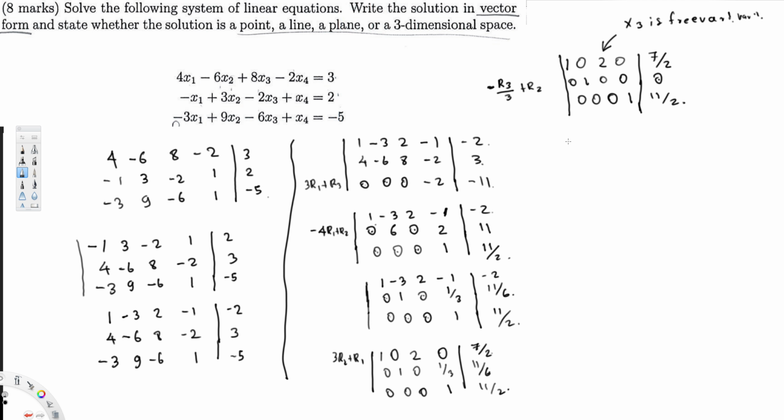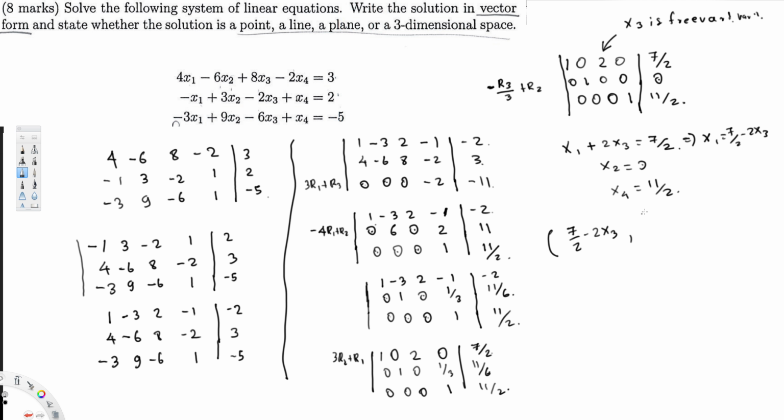So let's do this one. So x1 plus 2x3 is equal to 7 by 2. In the second equation we know x2 is equal to 0. And the third equation, x4 is equal to 11 by 2. So from the first one I can write this one in terms of the free variable. So if I solve this one, x1 is equal to 7 over 2 minus 2x3. So now I have to write everything in terms of the free variable. So let's write this one. 7 over 2 minus 2x3.